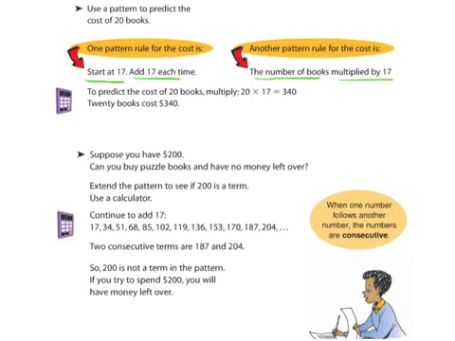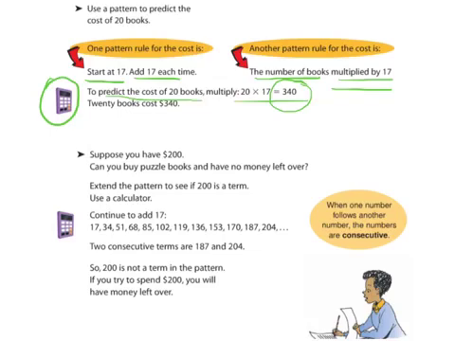We could use that to predict what the cost would be for 20 books. So I'm going to go multiplying by 17 because then I don't have to start at 17 and add it 20 times. 20 times 17, I'm going to use my calculator and punch it in. I end up with $340. So that would be how much it would be for 20 books.